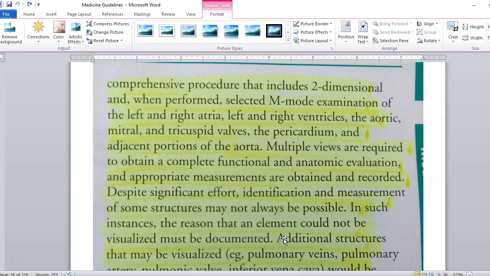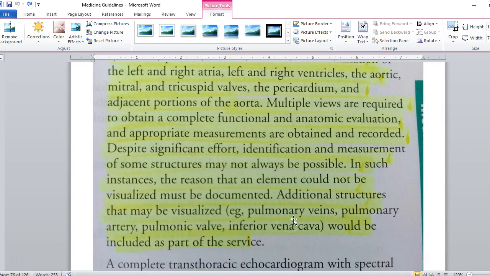Okay, so again, for this one, this is a transthoracic. So again, we're going through the thoracic cavity and we're going to get different angles of the heart. So they're going to be moving the ultrasound probe around so they can get multiple views. Okay, now, despite significant effort, identification and measurement of some structures may not always be possible.